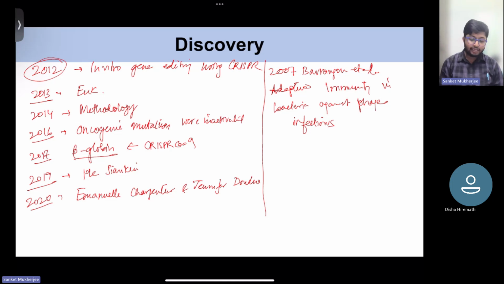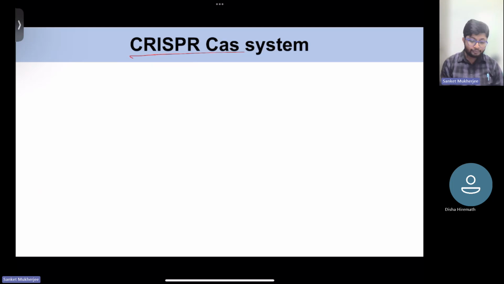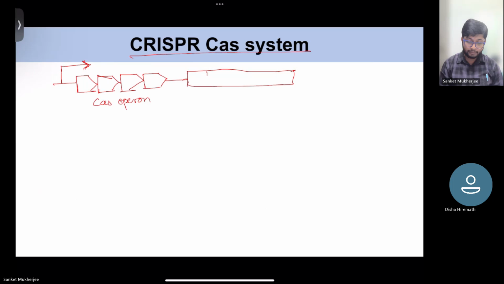If we look at the CRISPR-Cas system, how is the locus arranged? Initially, there is a Cas operon. It is transcribed and translated to form a set of Cas proteins. These proteins are very important for the cleavage function of CRISPR. But the recognition is actually done by the CRISPR array, which is arranged something like this. Within this array, there are some identical repeat sequences.